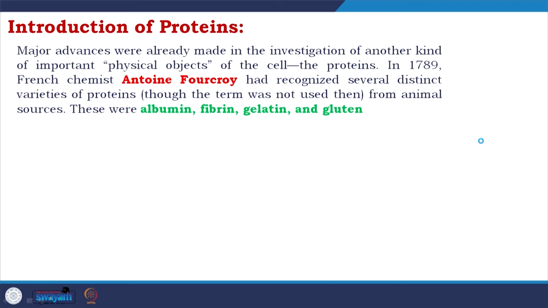In 1789, French chemist Antoine Fourcroy had recognized several distinct varieties of protein, though the term was not used then, from animal sources. They had purified or studied albumin, fibrin, gelatin and gluten.